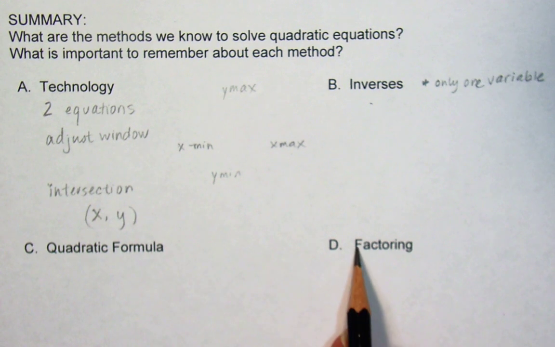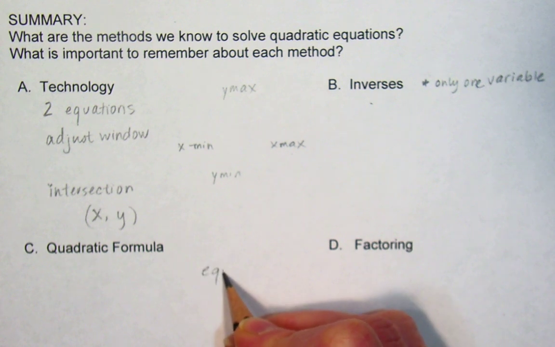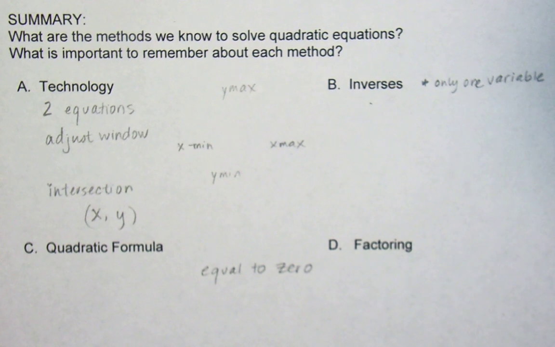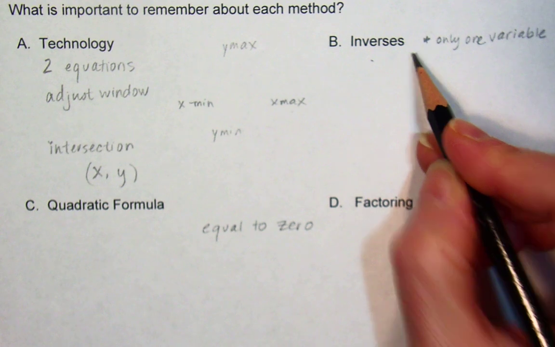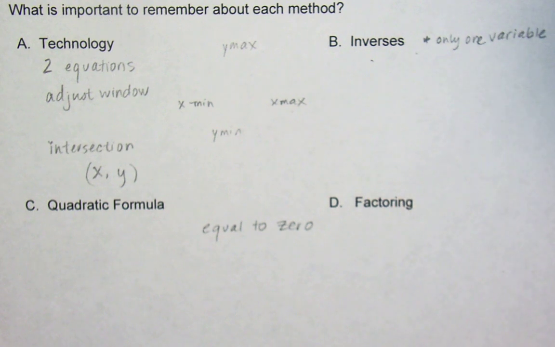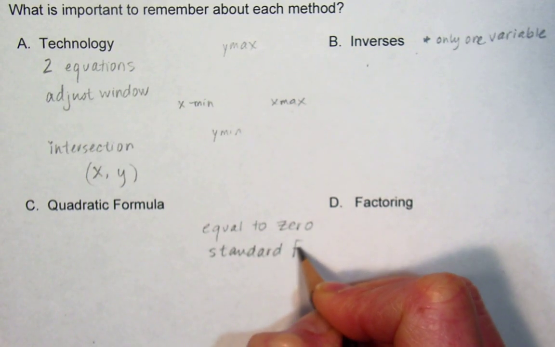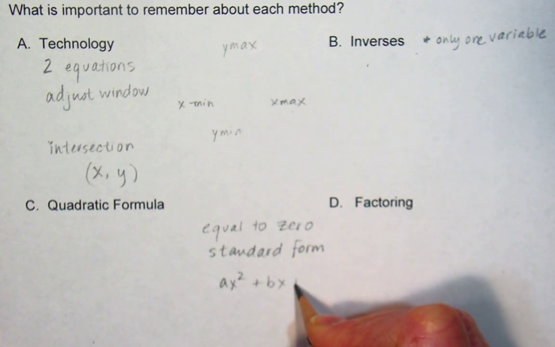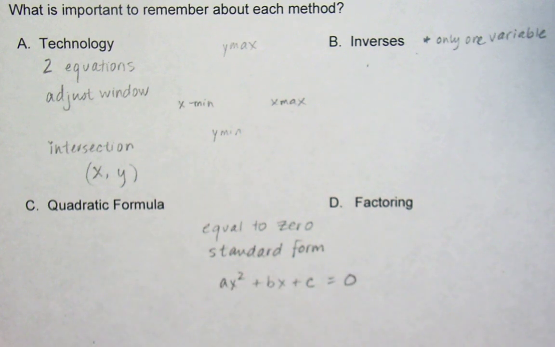For quadratic formula and factoring, both of these, the equation has to be equal to 0. So if it's not, then you have to make it be equal to 0. In the case of the inverses, it doesn't matter if it's equal to 0. You can just go ahead and solve away. Of course, you need it to be in standard form so that you get that A value, that B value, and that C value, so that you know what values to use in your quadratic formula.